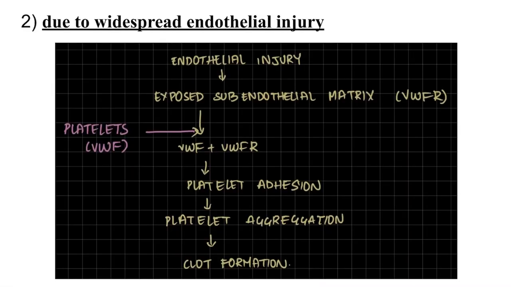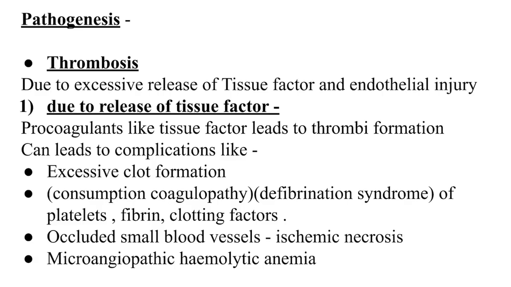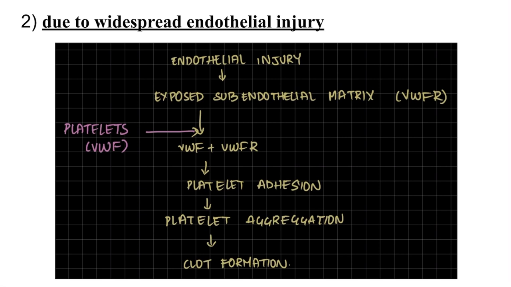Coming to the second mechanism, endothelial injury. When there is endothelial injury, there will be destruction of the endothelial lining, which exposes the underlying layer, the subendothelial matrix. The subendothelium is thrombogenic. It attracts platelets towards it. Once the platelets are attracted, they aggregate and form the clot. So that is how thrombosis is formed. One is due to the excessive tissue factor, another is due to the endothelial injury.